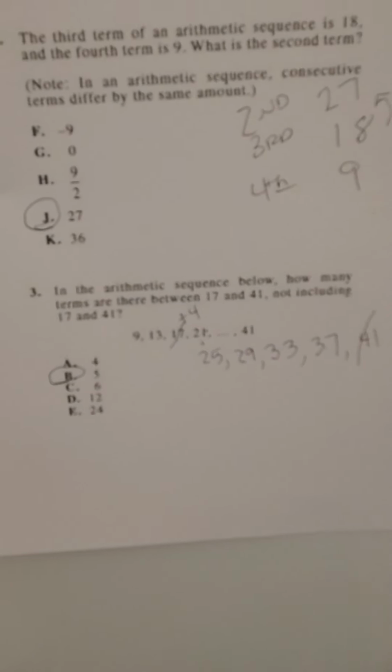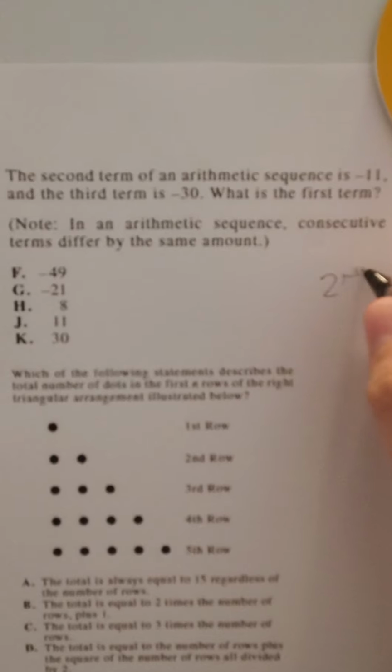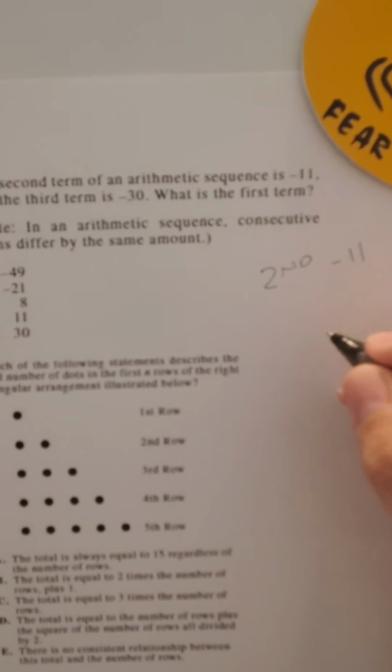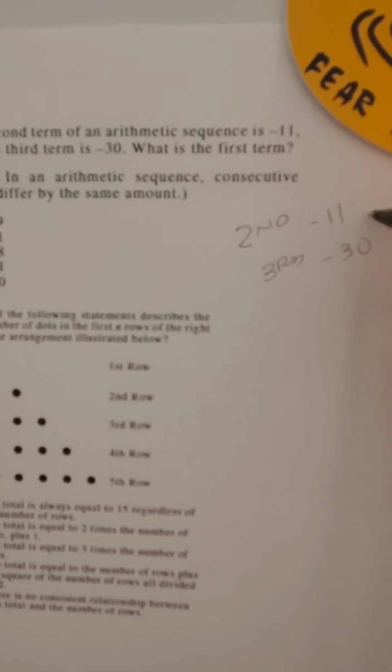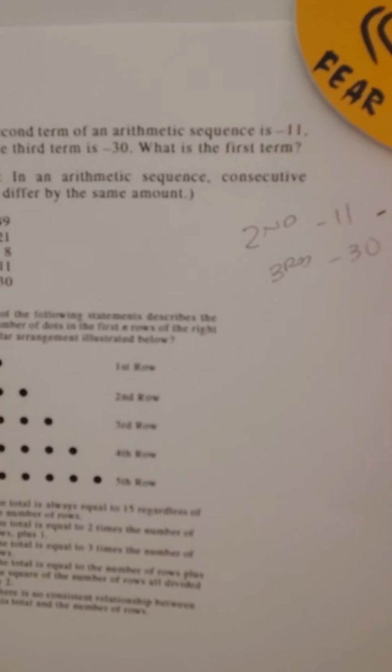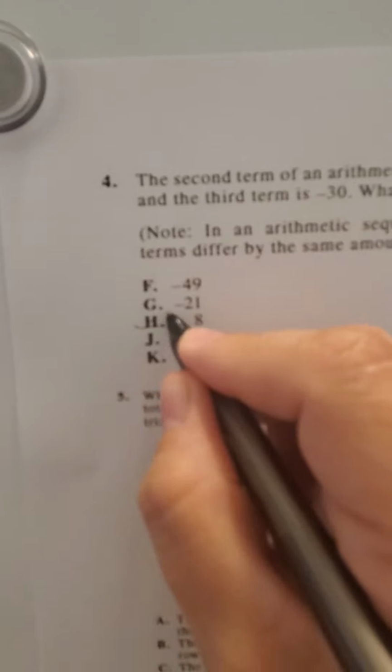Okay? All right, I think we can come over here and squeeze 4 and 5 in. All right, 4. The second term of an arithmetic sequence is -11, and the third is -30. What is the first term? Okay, so they're going to be changing. I'm subtracting. If I look from -11 to -30, I'm subtracting, what, 19? So I'm going to have to add 19 to go backwards to the first term. So -11 plus 19 should give me 8. So my answer is H.